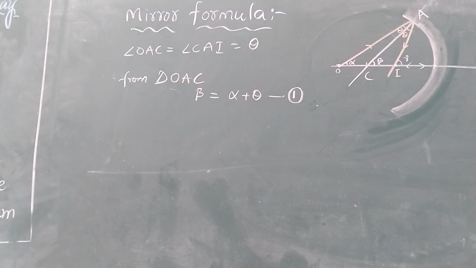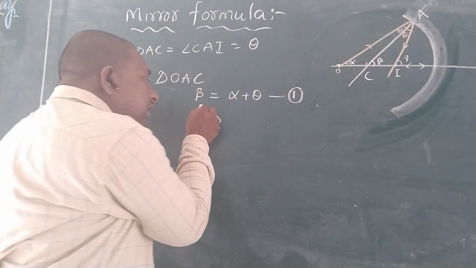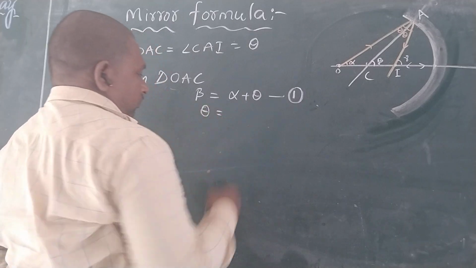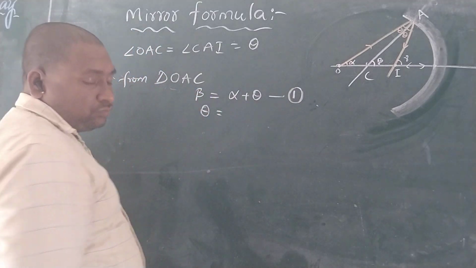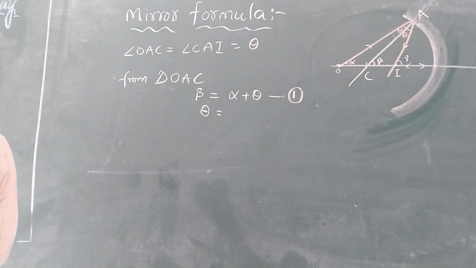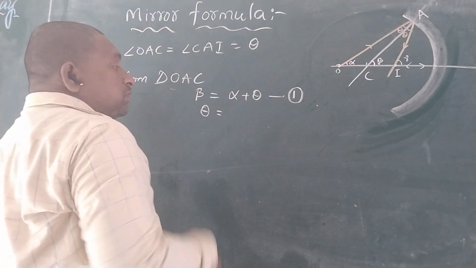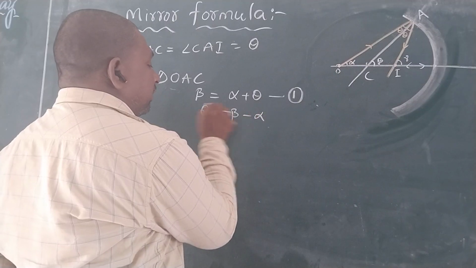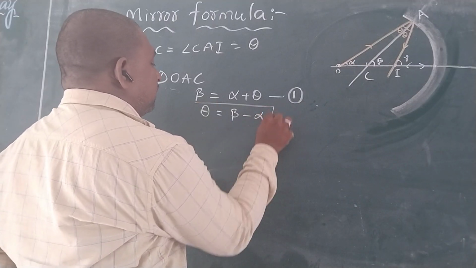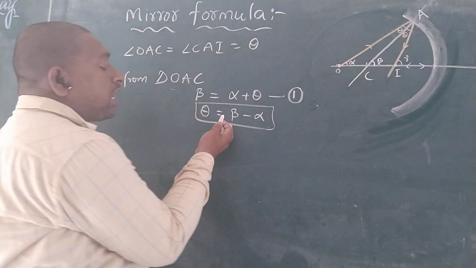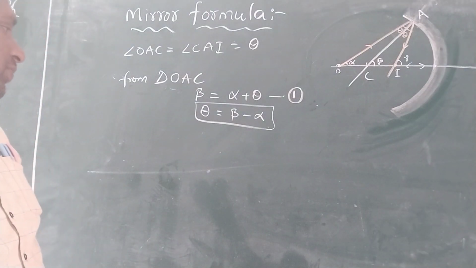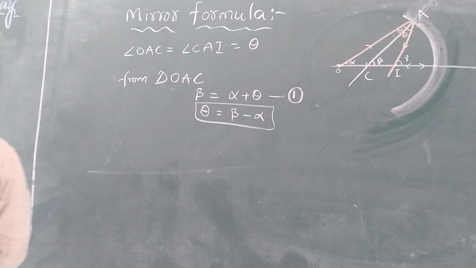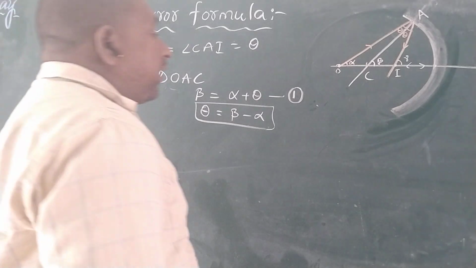From this, we have to simplify like this. I require the theta value. What do we have to do? Theta is equal to, take this alpha to this side, beta minus alpha. Keep it aside, keep it inside the box. We have to use it in future steps. Triangle OAC usage is completed. Now triangle OAI.